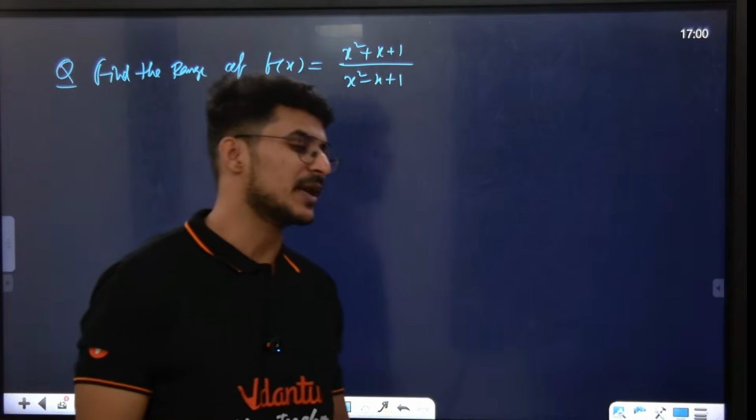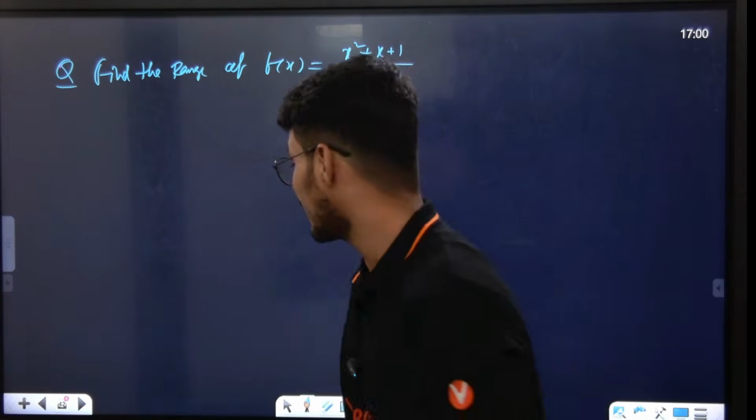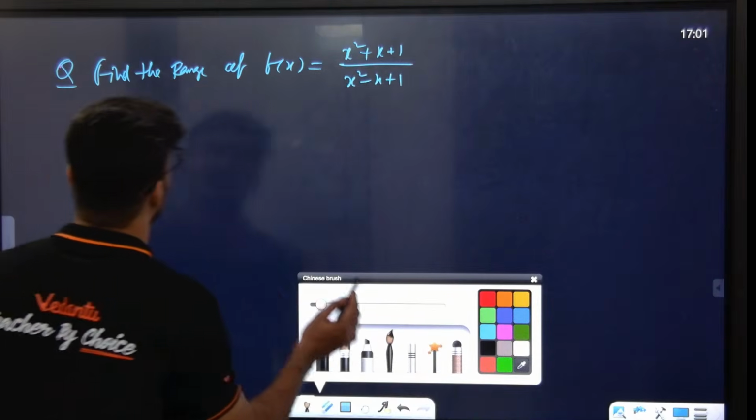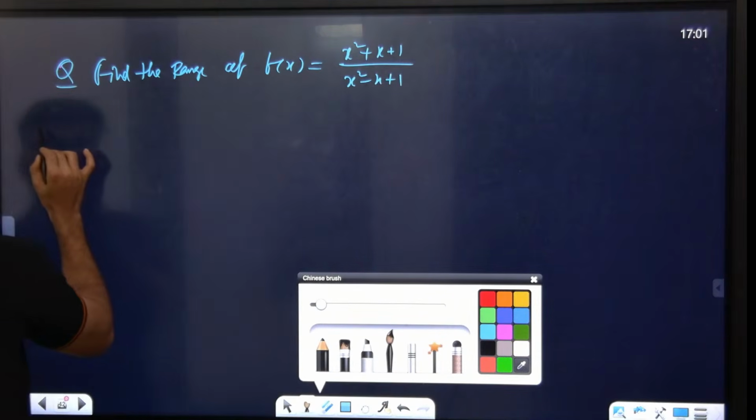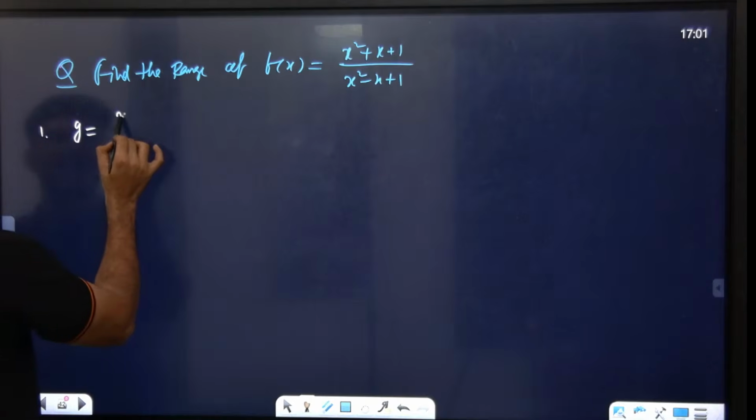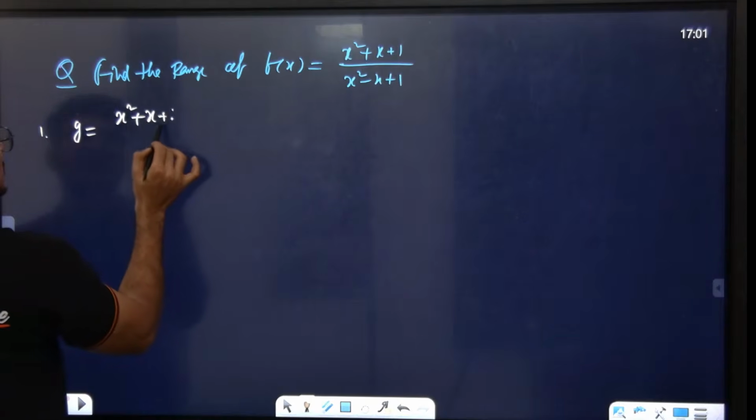Sir, how do we solve this kind of question? Is it in quadratic by quadratic form or not? We have quadratic by quadratic form. So for quadratic by quadratic form, what is step number 1? Y is equal to, you need to take it like this.